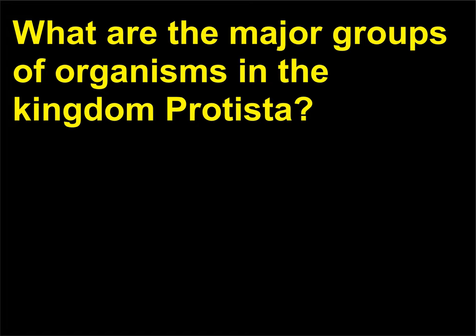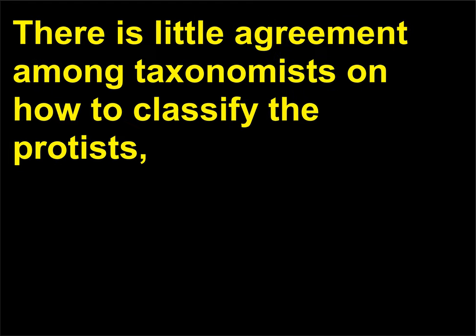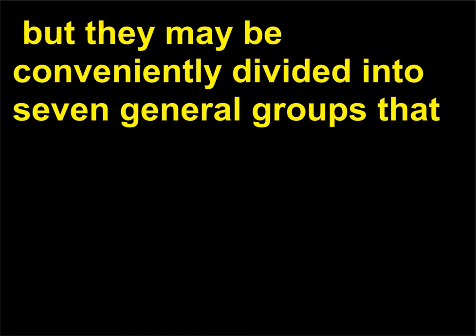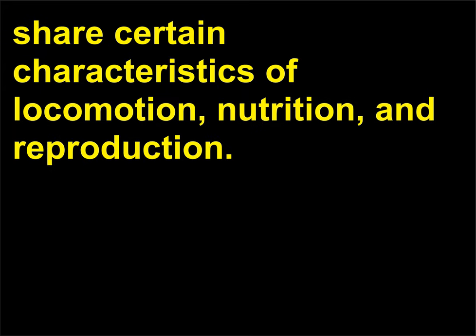What are the major groups of organisms in the kingdom Protista? There is little agreement among taxonomists on how to classify the protists. But they may be conveniently divided into seven general groups that share certain characteristics of locomotion, nutrition, and reproduction.